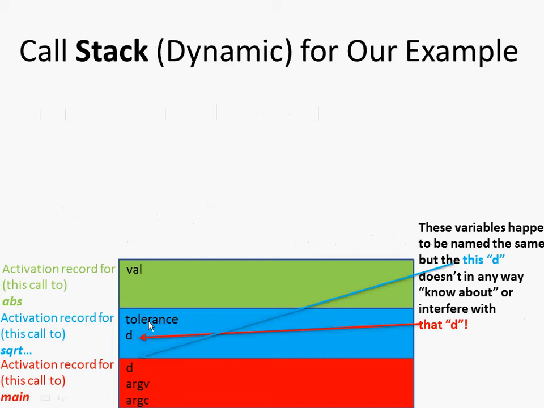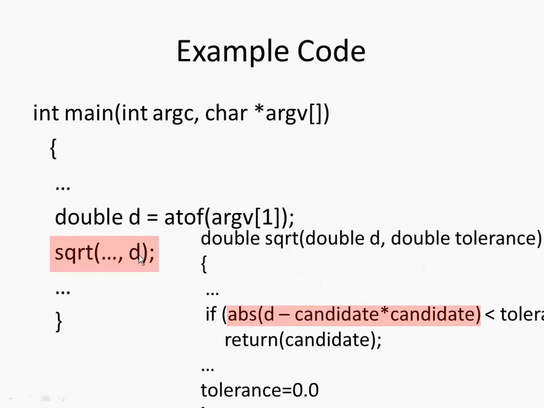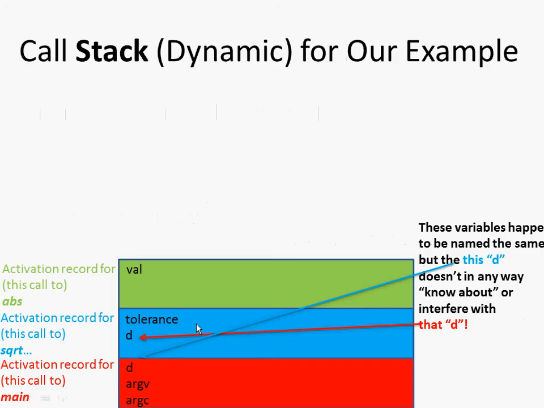Instead, it's just saying, take this value that happens right now to be in this variable d, and treat it as the second argument of square root. In other words, take a copy of its value and use it as the initial value for that tolerance variable. So the effect of an assignment to tolerance is limited to square root. It's not affecting anything outside of the square root function. It is certainly not affecting that. Do people understand that? This is an extremely important point.